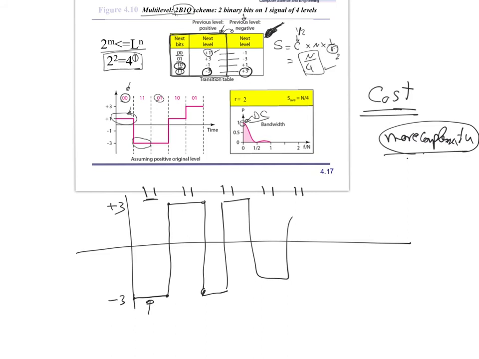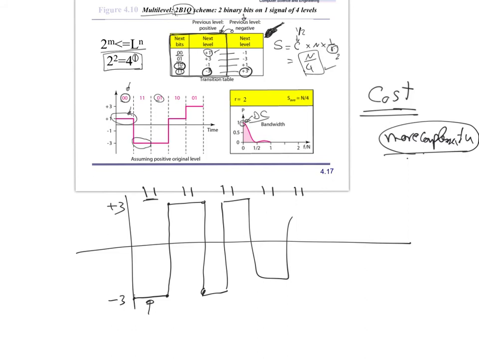Okay, guys? So for the case of consecutive ones, or the case of consecutive 1, 0, the voltage level is negative, which means that you have to toggle. Any question, guys, so far?